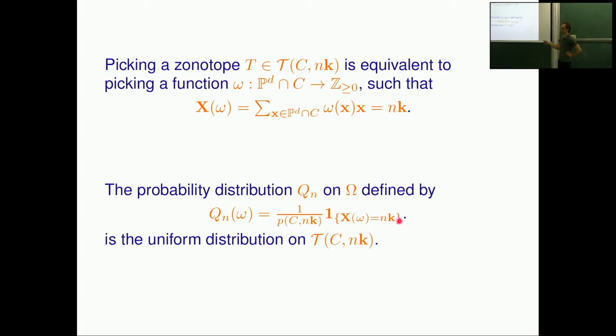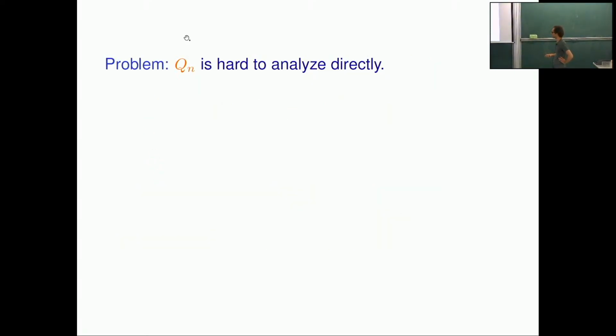If you look at a function and the endpoint is wrong, then the probability is 0. And if you look at a function and the endpoint is right, then the probability is 1 over the number of candidates. So this is just by definition the uniform distribution on zonotopes. We have a problem, which is that this distribution is not easy to handle because it's not a product distribution.